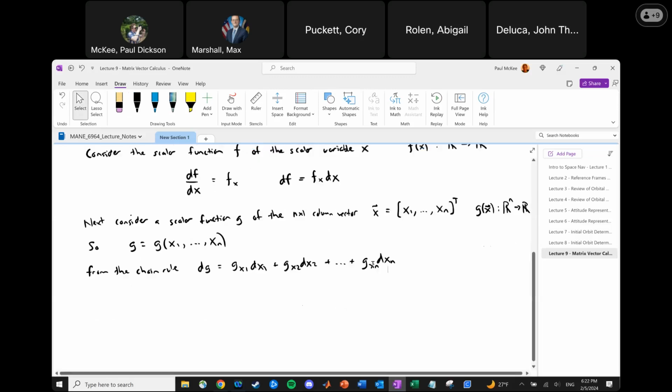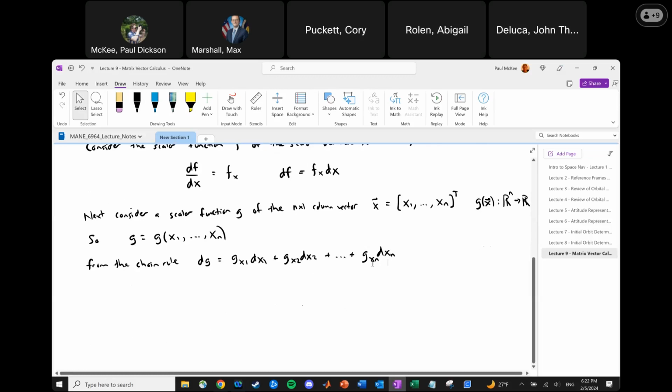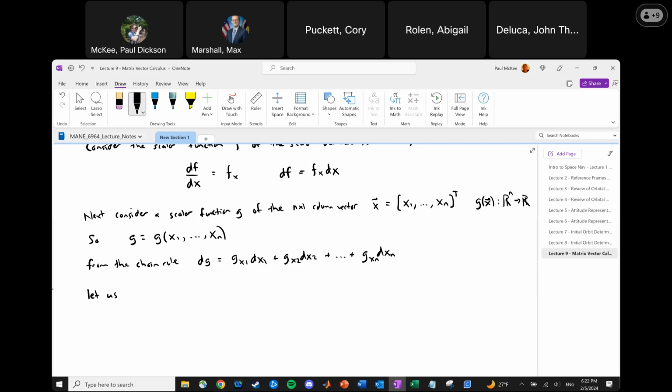It's just in a higher dimensionality in this case. So let us define some vectors. Let us define g_x with an overbar as g_x1, g_x2, dot, dot, dot, g_xn, and it's going to be a column vector. I'm sorry, take it back, not a column vector. This is a row vector.